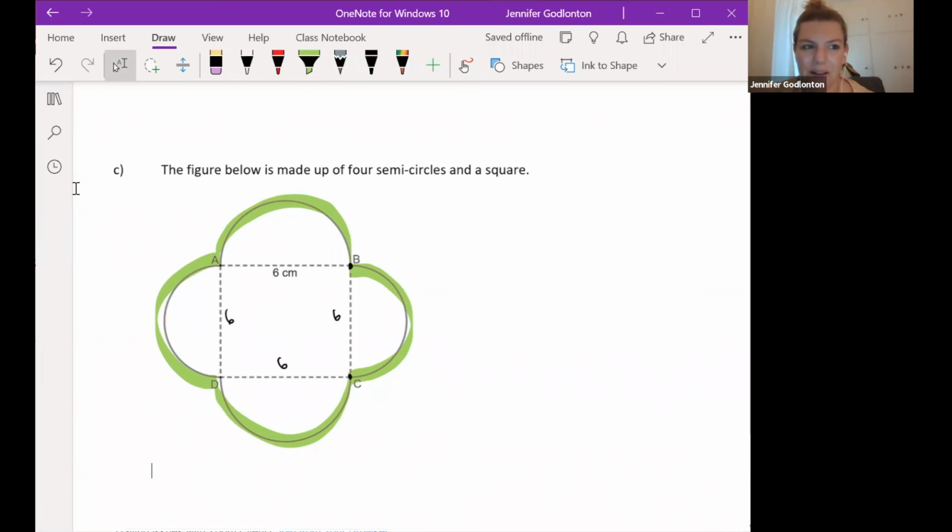So I want you to think about what that looks like. We've got some brain buffs here.